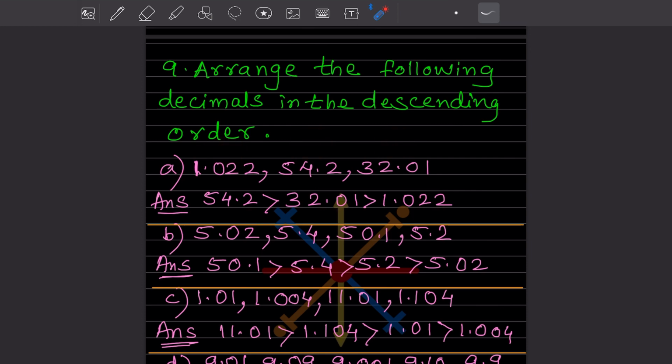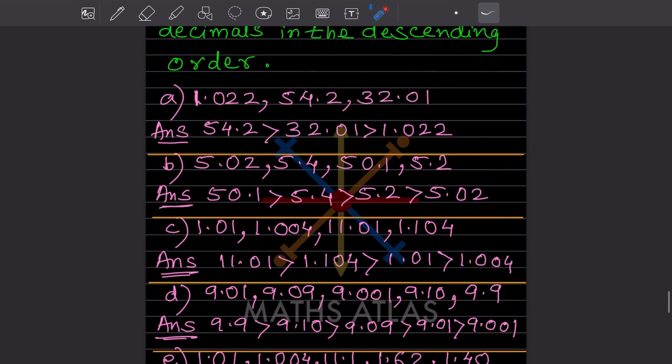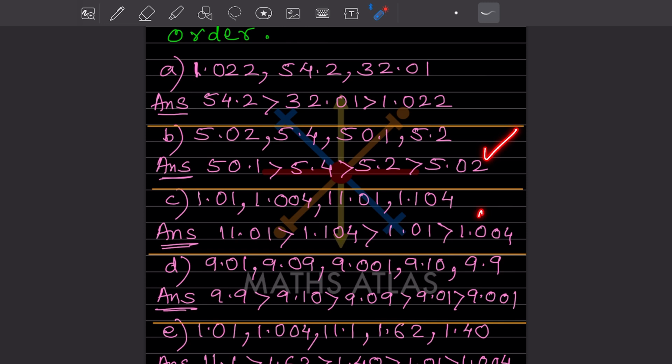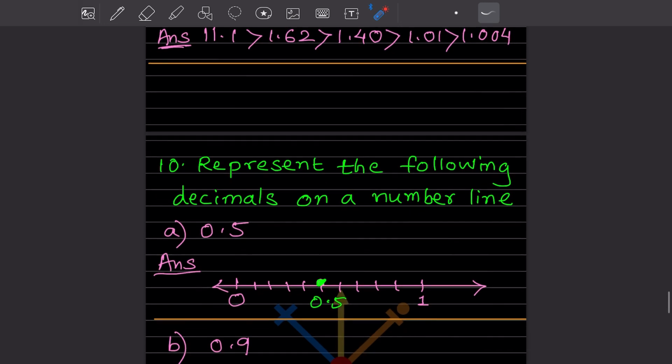Now we are going to decide the symbol. When you compare this and this, 54 and 32, definitely 54.2 is going to be the greater. So you have to open the mouth over here. When you compare this and this, 32 is going to be the bigger. Definitely, so you're going to open this one. Same, you will follow this one. We also did it in fractions. This is just in decimal. So you don't need more explanation over here. Just look at the solutions and you should be perfect.